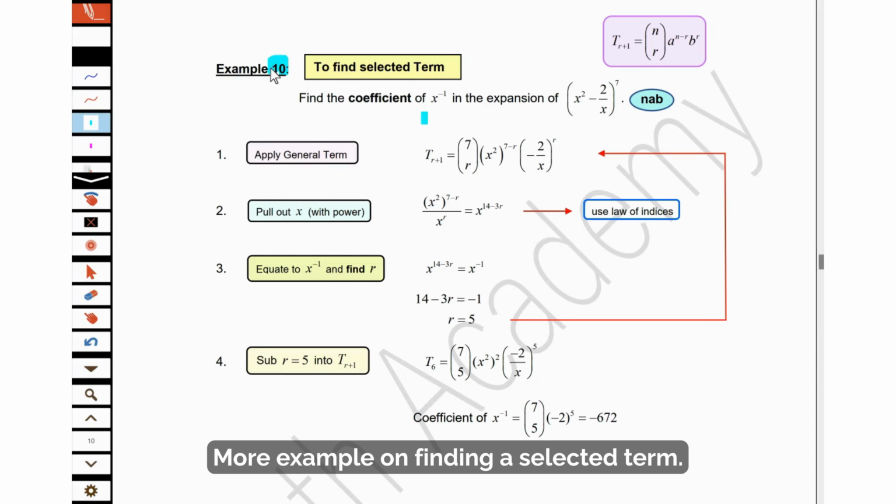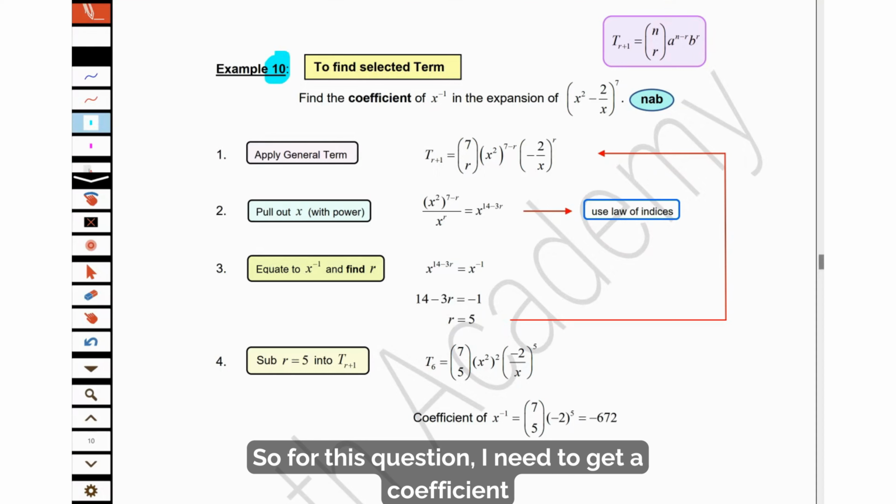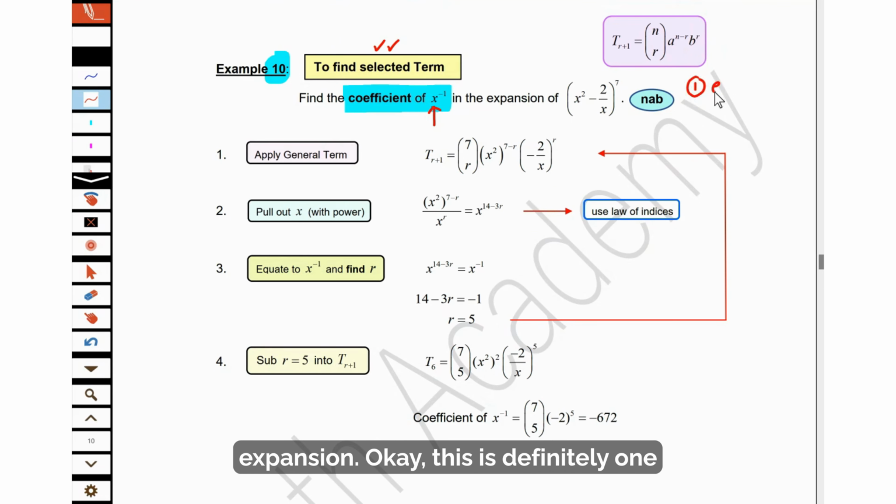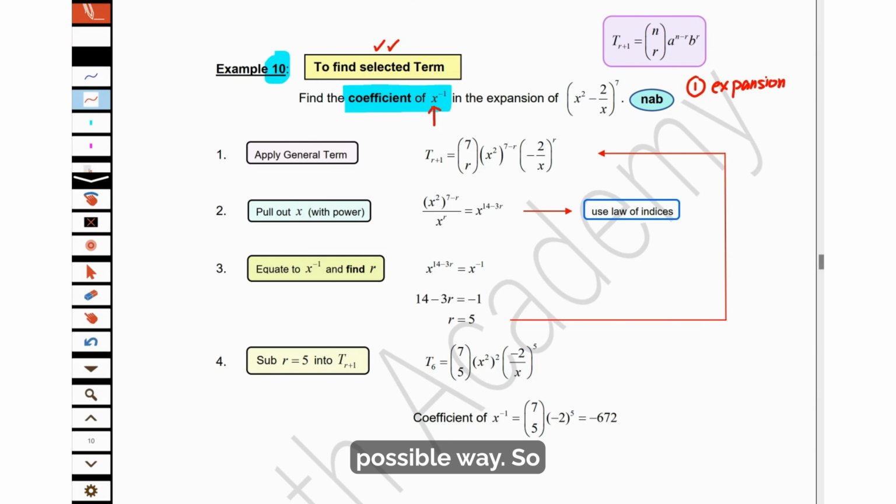More example on finding the selected term. So for this question, I need to get the coefficient of x power negative 1. X power negative 1 is a selected term. Now you do have the option of expansion. Okay, this is definitely one possible way.